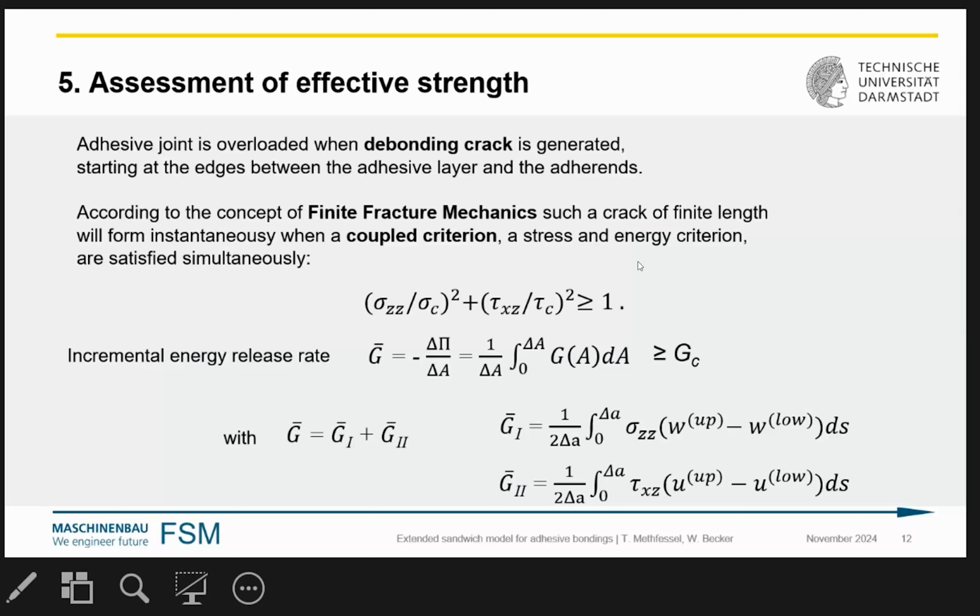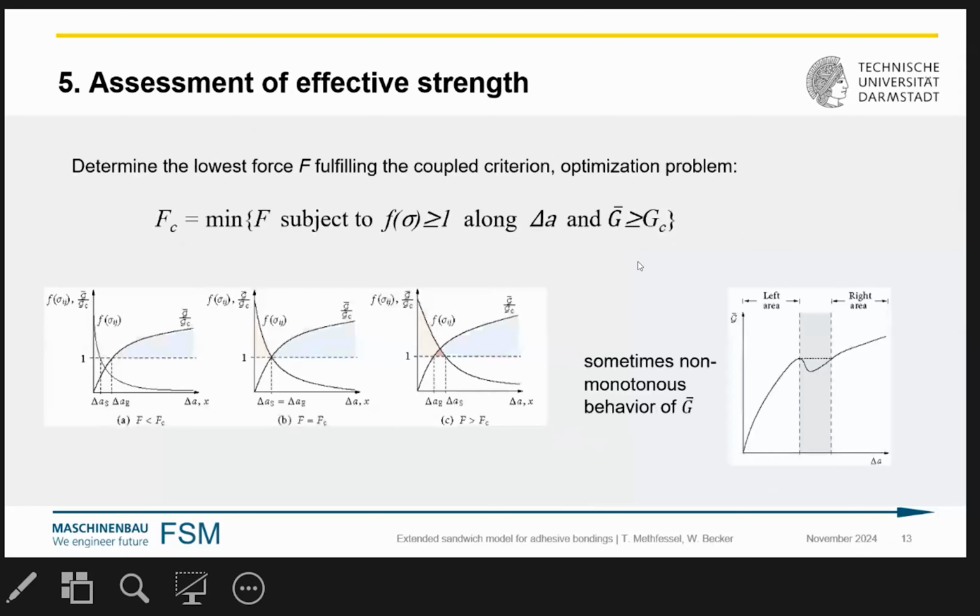And for the energy release rate, we use this incremental energy release rate, which can be calculated from the differential one and which has to overcome the given fracture toughness. For the actual calculation, we split up in a mode 1 and mode 2 portion, and these two portions can be calculated by a respective Irwin-Kies integral, which is a standard technique.